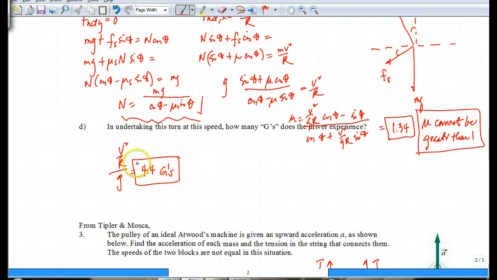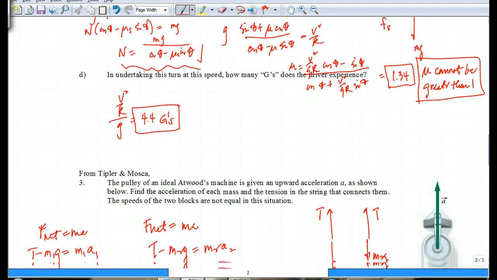Calculating the number of g's, we're going to calculate the acceleration the driver feels, which is v squared over r, and divide that by 9.8 meters per second squared to give me 4.4 g's.